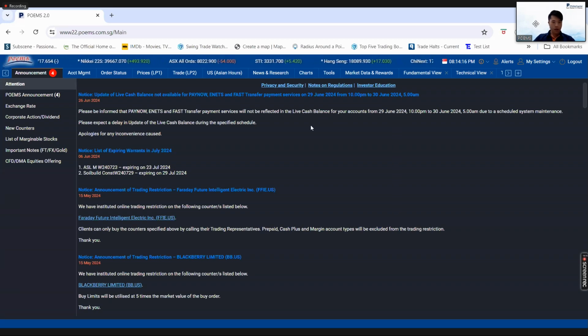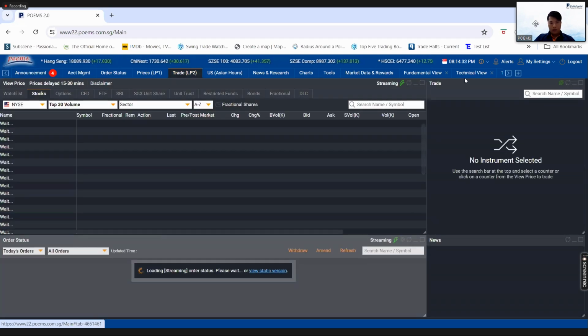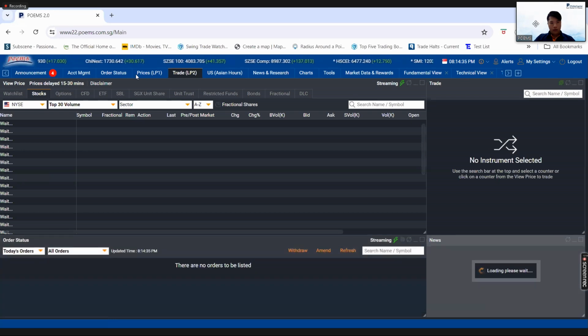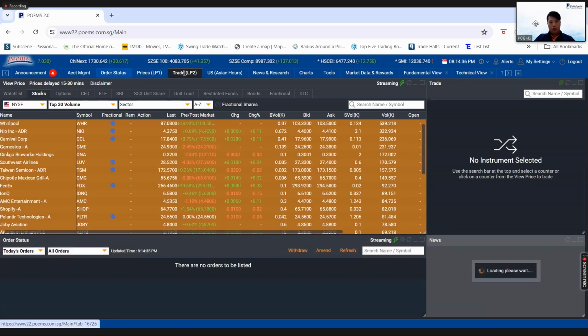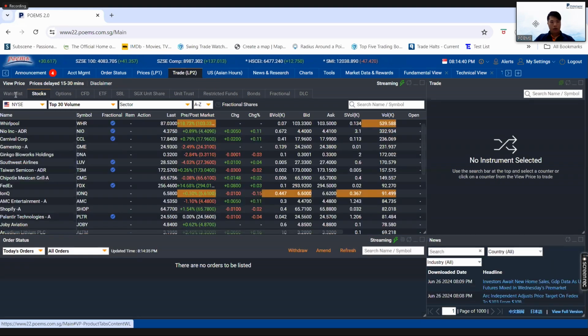Okay, so here is our POEMS web, and I'm just going to show you guys how you can actually trade fractional shares. So how you can acknowledge is you can simply go to trade. Once you go to trade, you realize there's a few tabs here. Now, because this account has already been acknowledged, the statement will not come out.